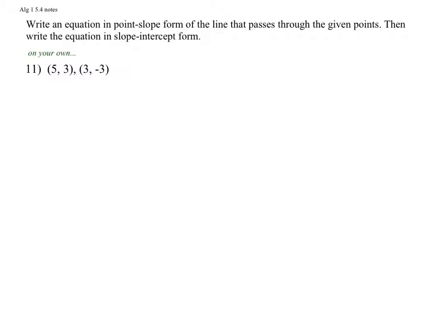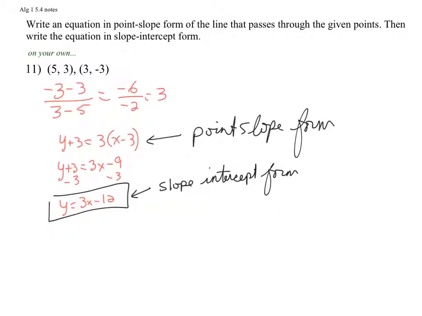All right, folks, you can read your notes. It says try number 11 on your own. We'll see you back here in just a second. All right, folks, welcome back. I went ahead and labeled the difference between the point-slope form and the slope-intercept form on my work there for you. Hopefully that makes sense. See you on number 12.